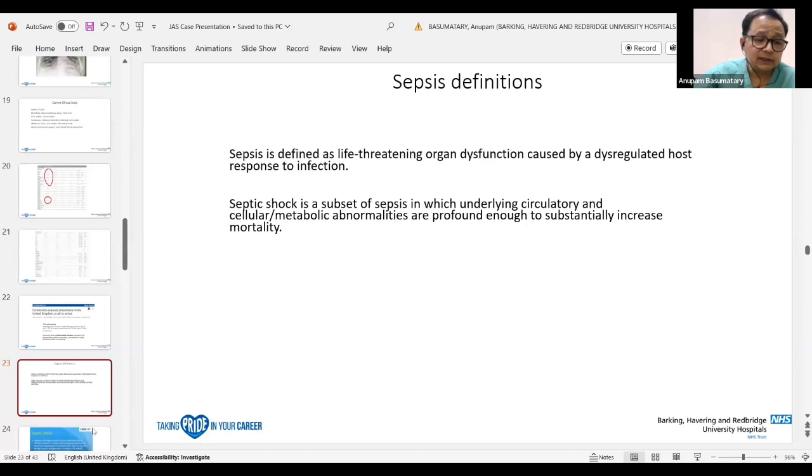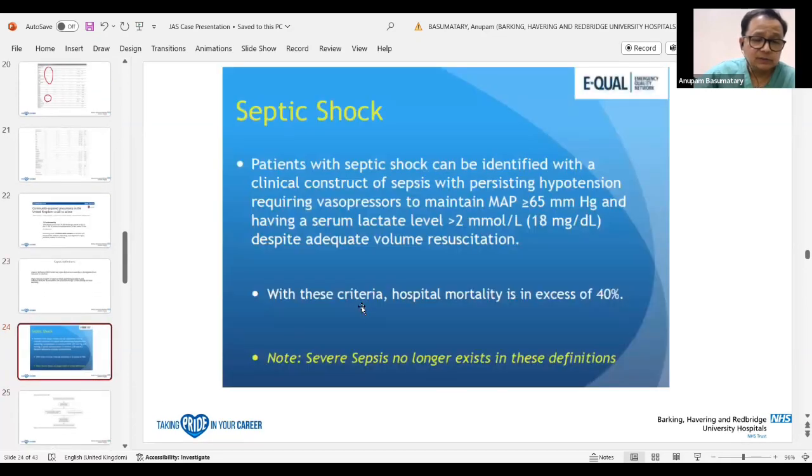multiple organ dysfunctions. So this is again a slide I took from ESICM, where they have noted that septic shock can be identified with the clinical construct of sepsis with persistent hypotension requiring vasopressors and lactates more than 2. So our patient clearly was in septic shock with this definition.